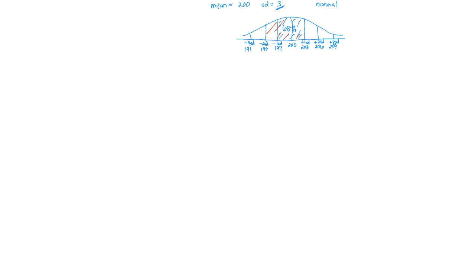95% is between minus 2 and plus 2. And then 99.7 is between minus 3 and plus 3, approximately. So that's the nice thing about the empirical rule.